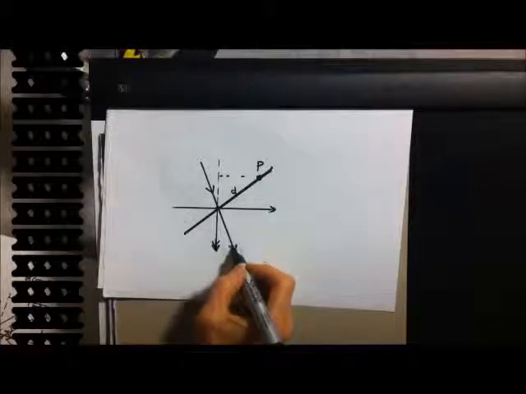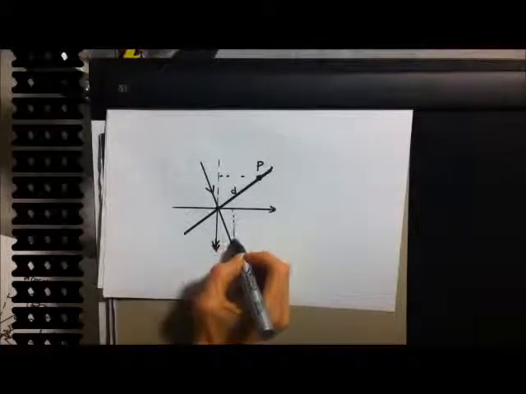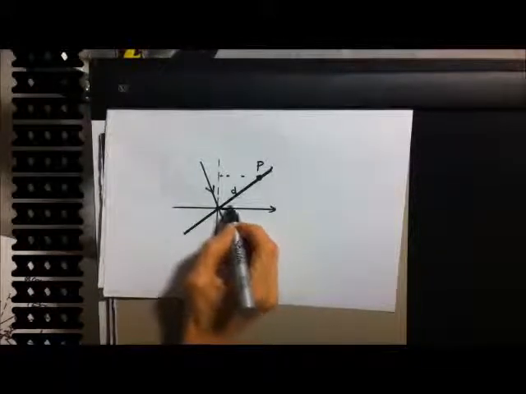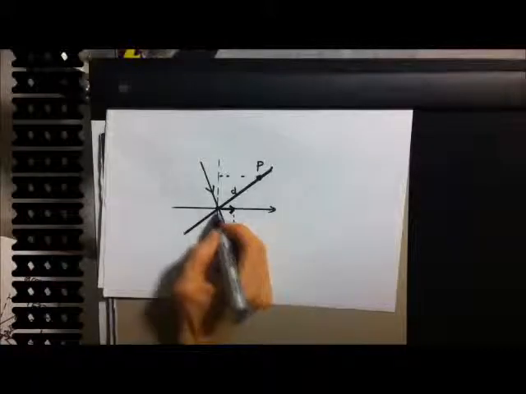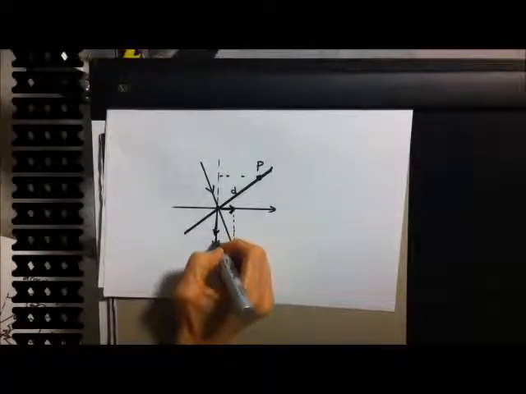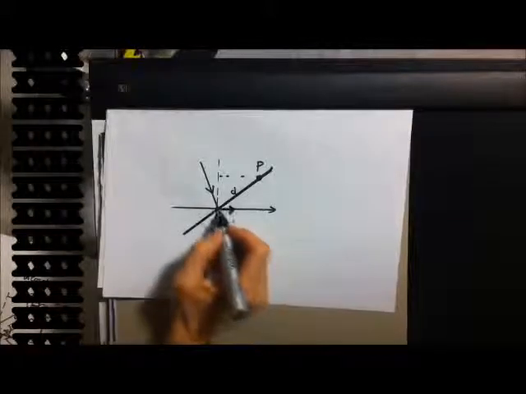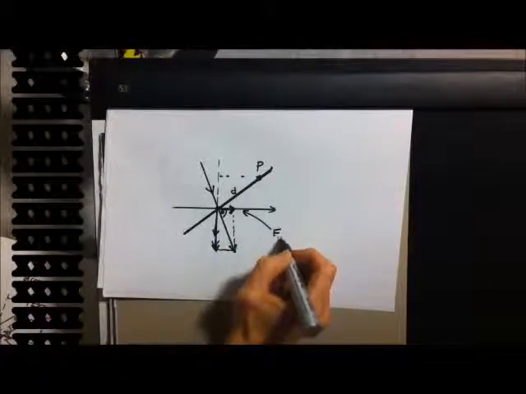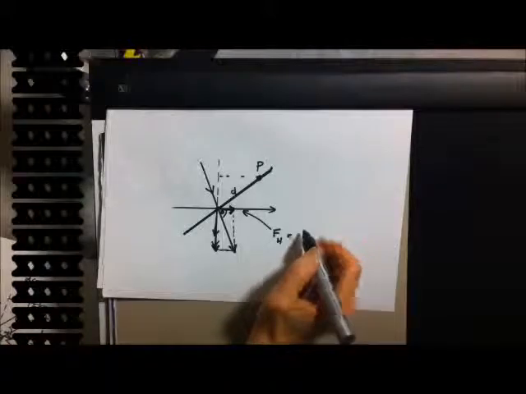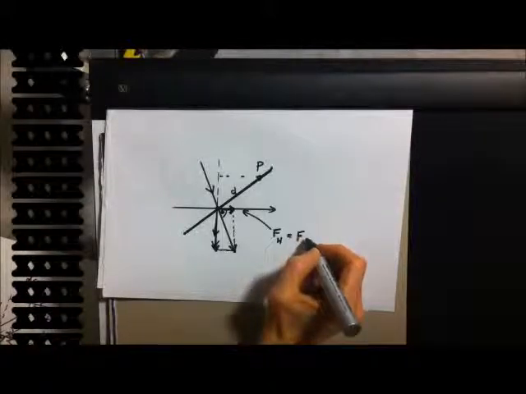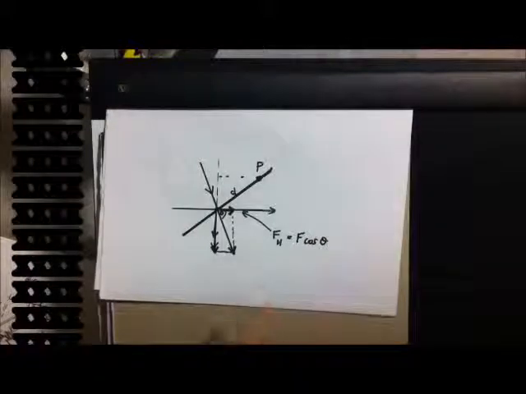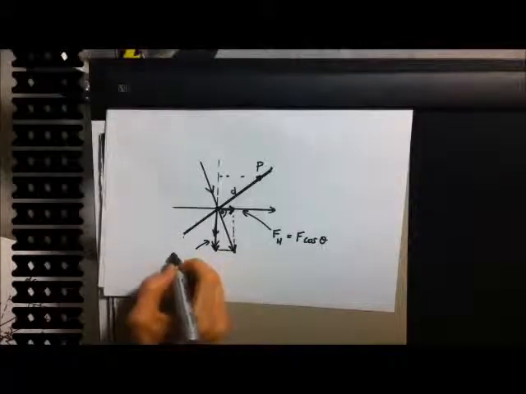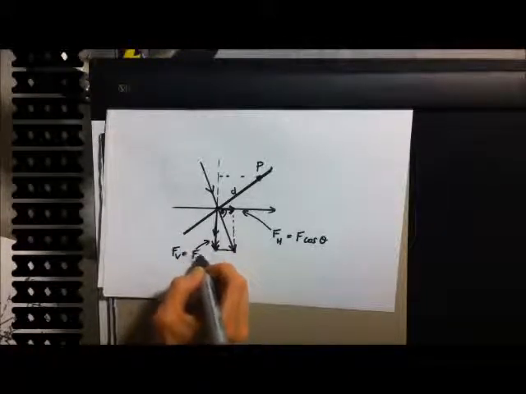You can always use that force as the diagonal of a parallelogram. And then in that parallelogram, that helps you to see the horizontal and the vertical components. If you know this angle here, we can see that this horizontal component, which we'll call the horizontal force, is actually F cos theta. And we can see that the vertical force is equal to F sine theta.